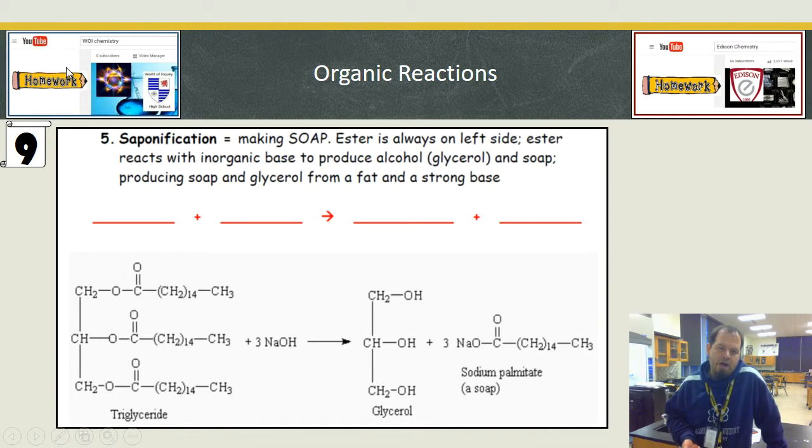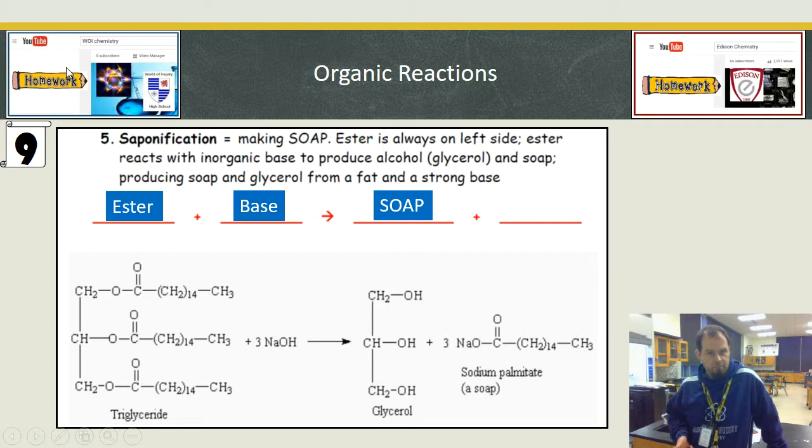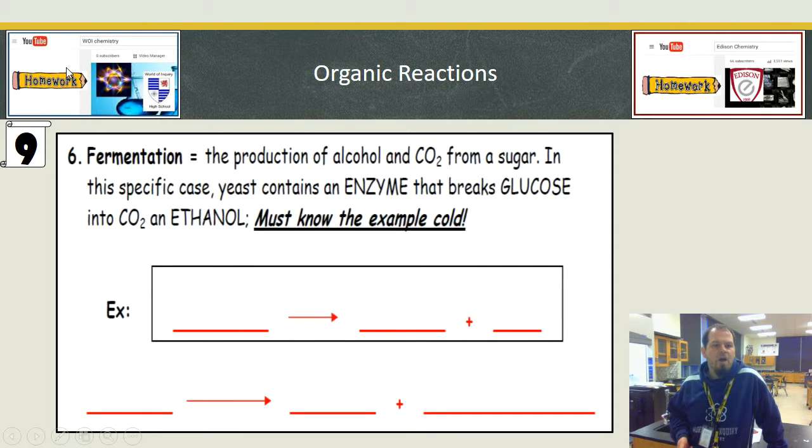Saponification. I do not know how you figure this out, but it's making soap. Number 1 rule of Fight Club is we don't talk about Fight Club. This is where I'm going to take an ester and I'm going to hit it with a base, preferably a strong base like lye, like really strong, like burn your arm off strong. And that's going to produce soap and glycerol. Okay, glycerol goes. All right.